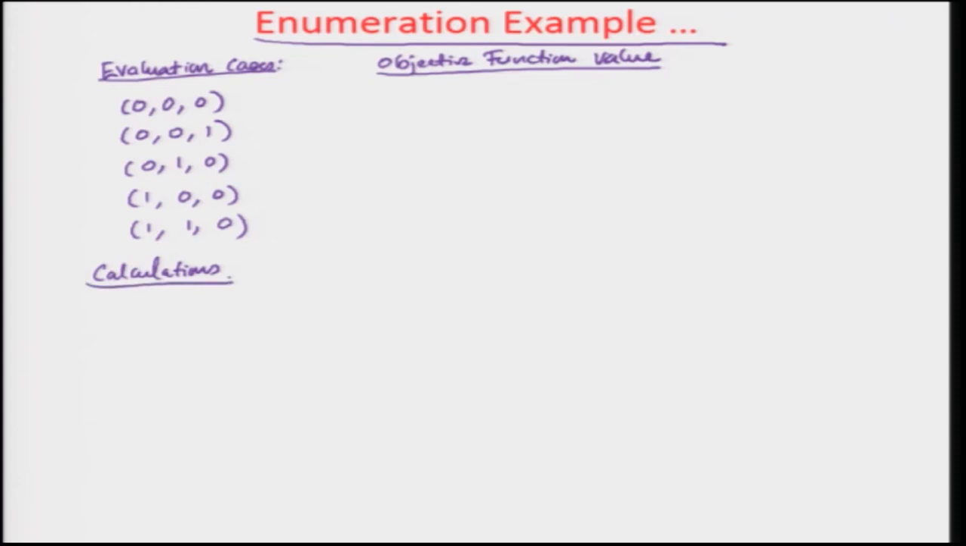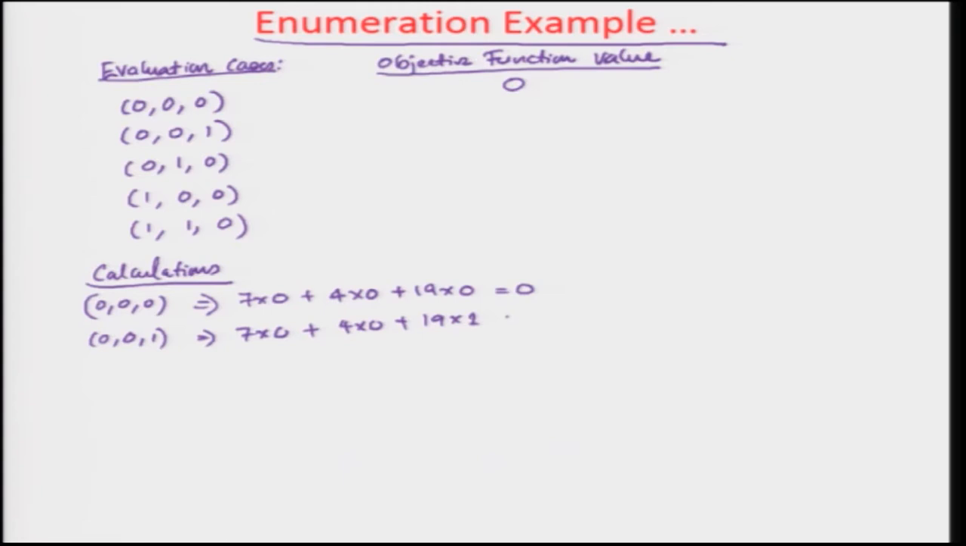The calculations go like this. For 0, 0, 0, it is equal to 7 times 0 plus 4 times 0 plus 19 times 0, which will give you 0. So, the objective function value is 0 in this case. The other case is 0, 0, 1. Then it will be 7 times 0 plus 4 times 0 plus 19 times 1, that will be 19. So, 0, 0, 1 will give you the value of 19, right.